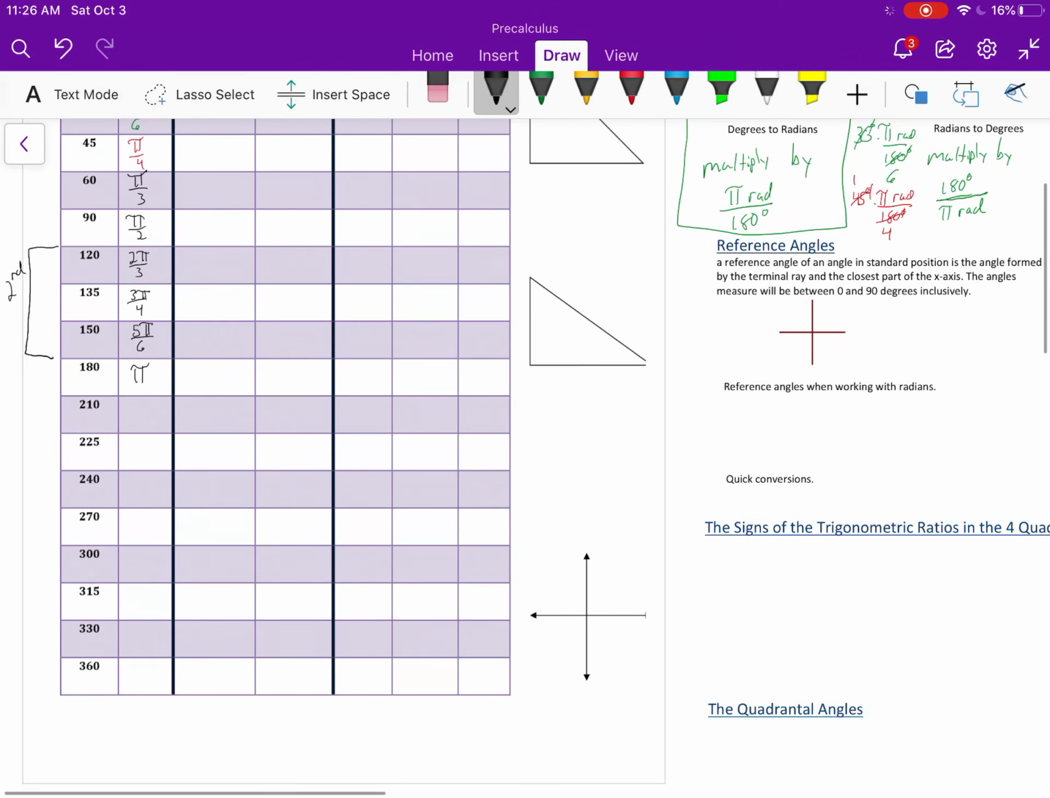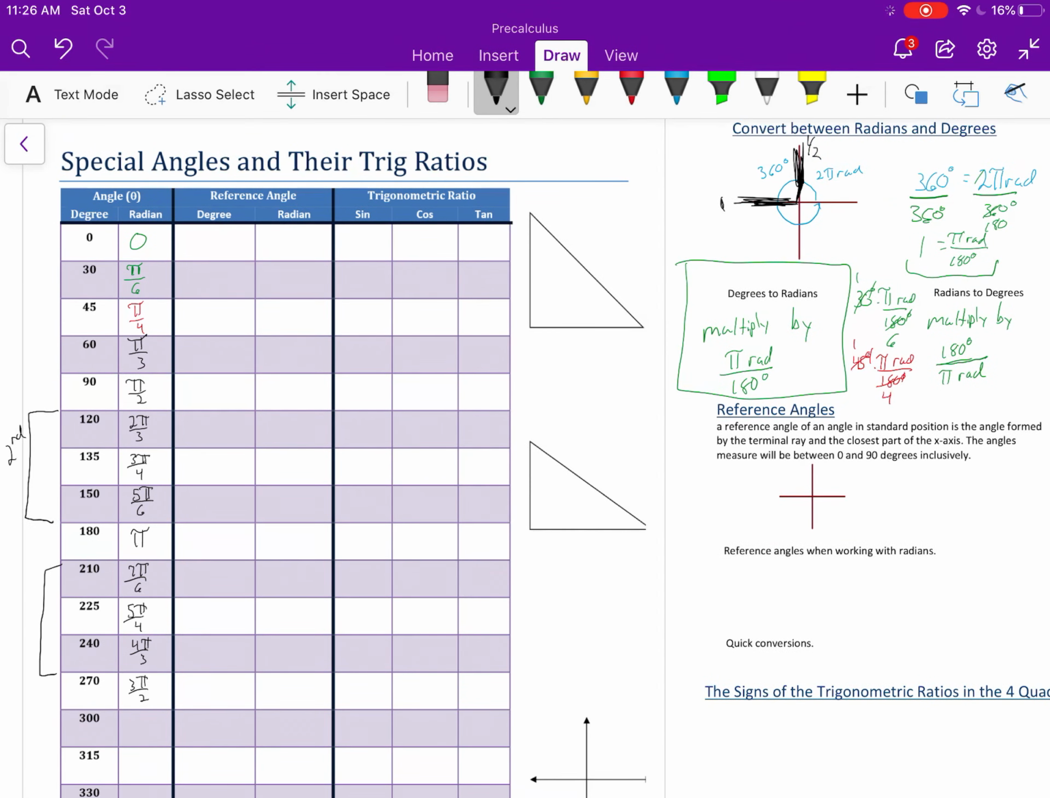Moving on, we could keep going with these. This is going to be 7 pi over 6, 5 pi over 4, 4 pi over 3, 3 pi over 2. Notice these are between 1 and 1.5. On our graph here, that's between 1 pi and 1.5 pi. So those fractions are just above 1, but less than 1.5. Those are in the third quadrant.